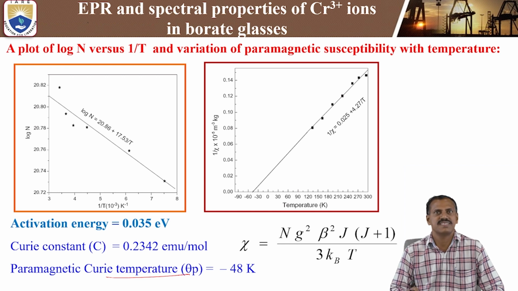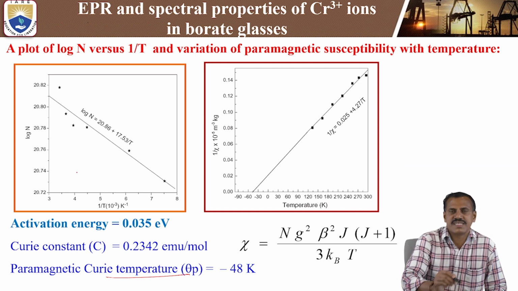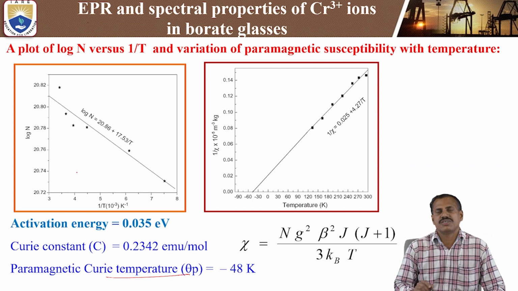So the Curie constant C equals 0.2342 emu per mole. Next, the paramagnetic Curie temperature theta_P equals minus 48 Kelvin. From this graph you get the activation energy and Curie temperature.